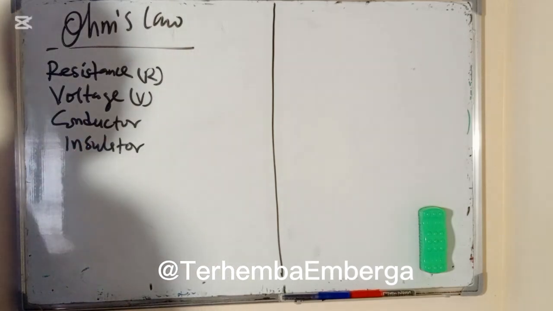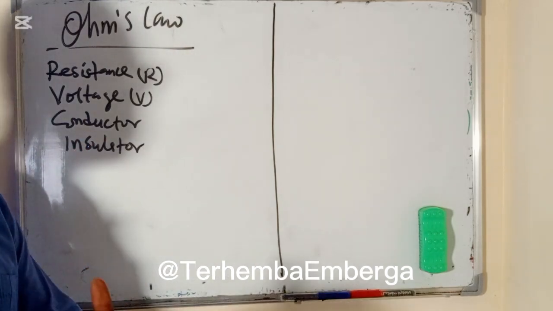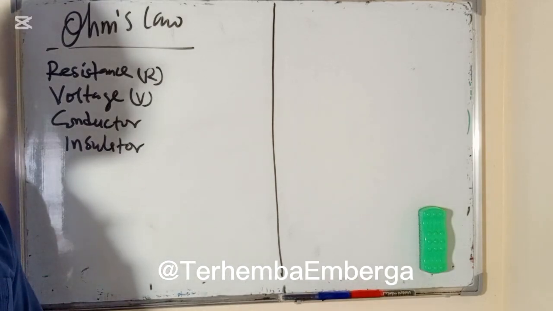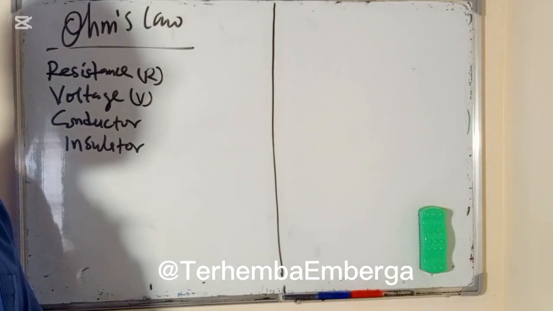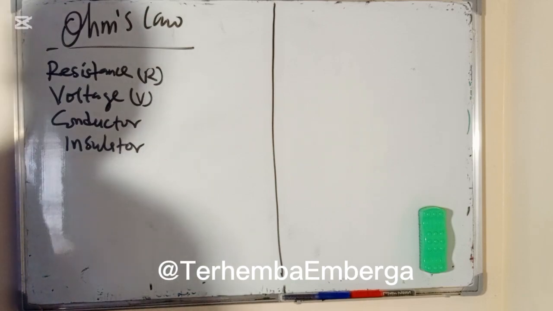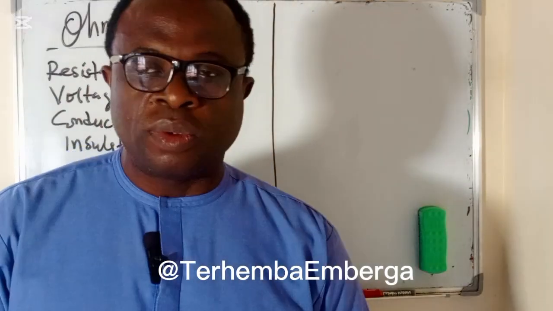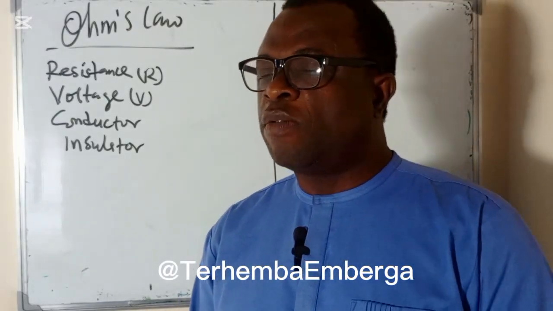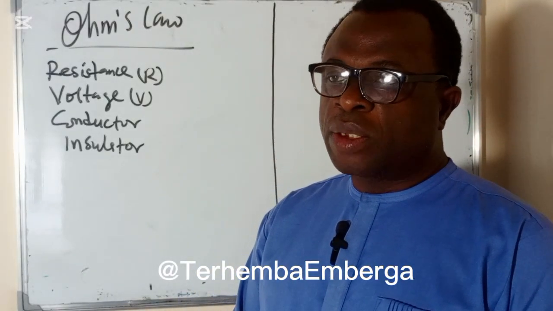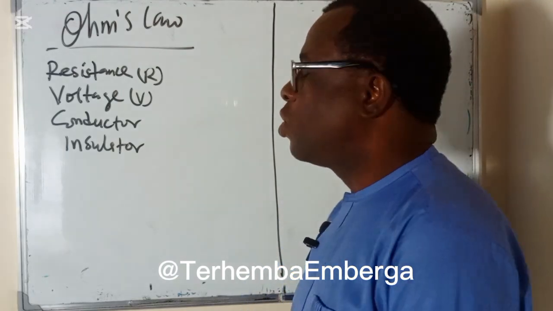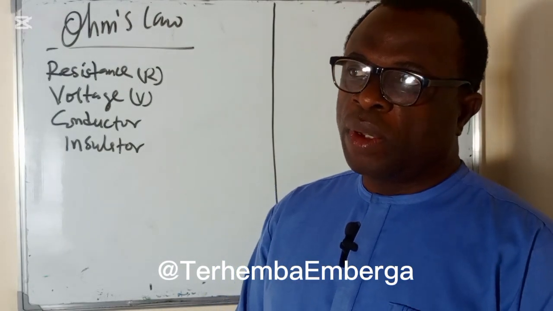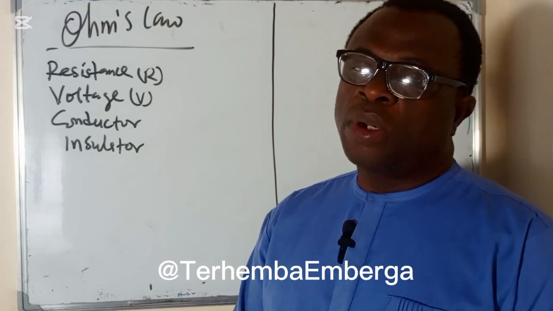Let's start with a conductor. A conductor is a material that conducts electricity. Any material that allows the flow of charges freely is called a good conductor of electricity. Metals are good conductors.